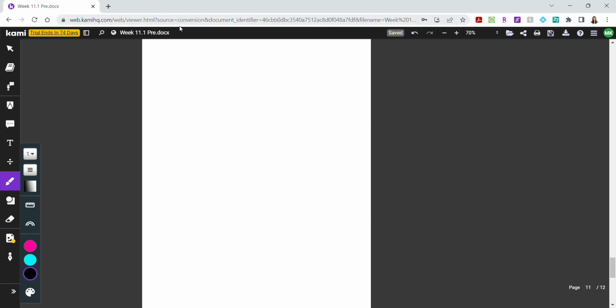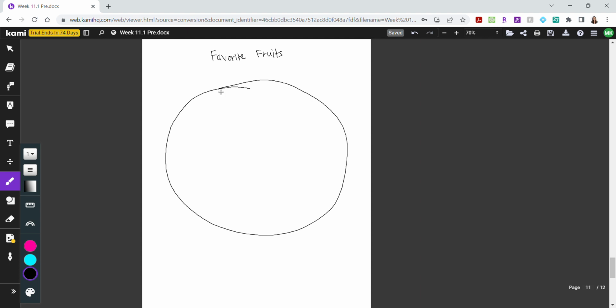All right, so first thing we want, as usual, label. Give it a title. So, favorite fruits. And then I'm going to draw my circle. Obviously, if you have a protractor, use it, but right now I'm going to try to draw as perfect of a circle as I can. All right, there we go. Now, my center should be about here.